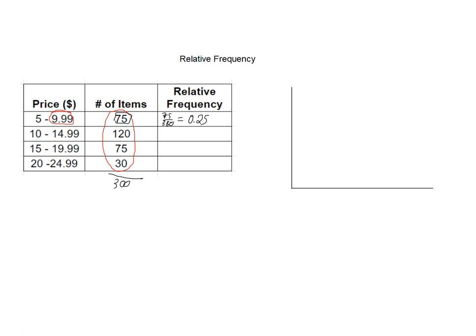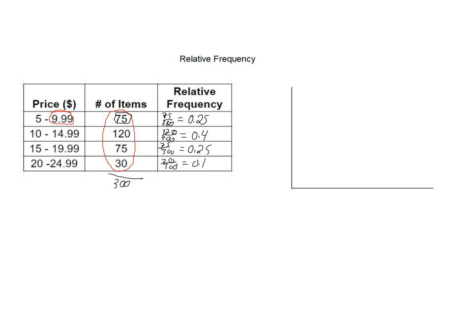And we can do the same thing for the other rows in this table. So 120 out of 300. And again, we can change that to a decimal and we'll get 0.4. And then we're back to the 75 out of 300, which again is 0.25. And last but not least, we have 30 out of 300, which is the same as 0.1.